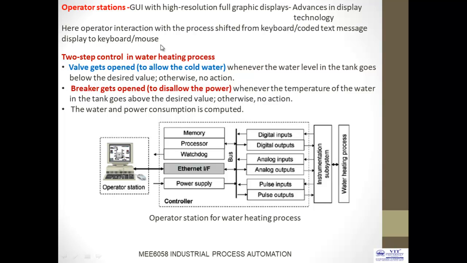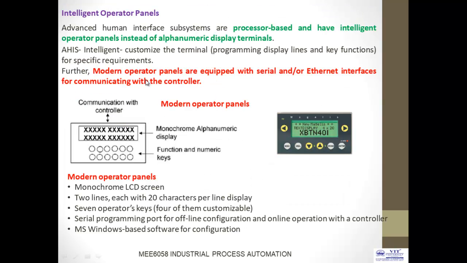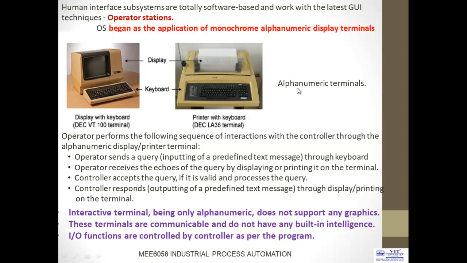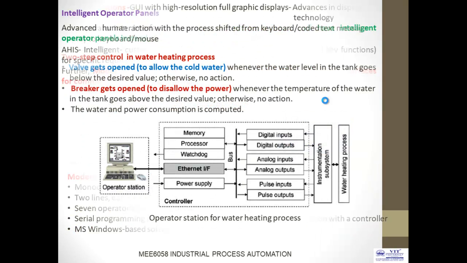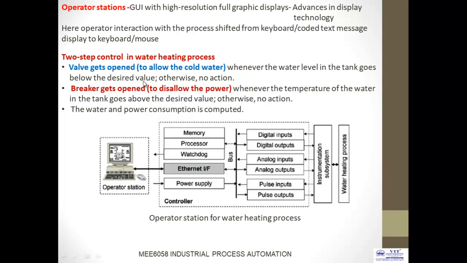In operator interaction, the process shifted from keyboard or coded text messages to keyboard and mouse. The DOS prompt coding or coded prompt will be removed, and it's a graphical user interface using a keyboard and mouse. With the help of these two components, we can control the entire process, fix the limits and monitor the process, instead of going for a command prompt using the alphanumeric terminals. For example, we will take a regular example of a water heating process.